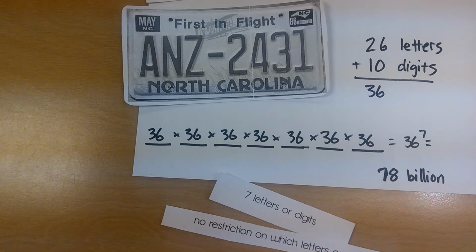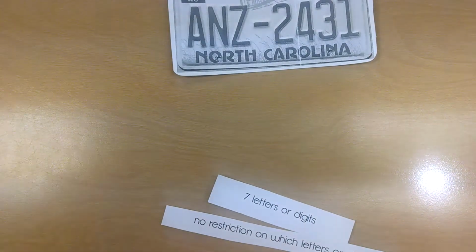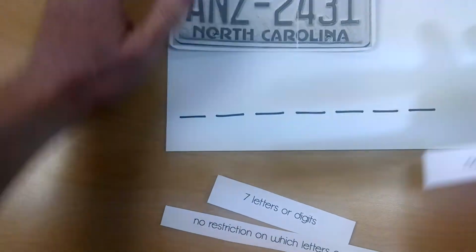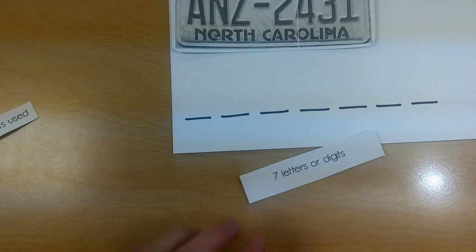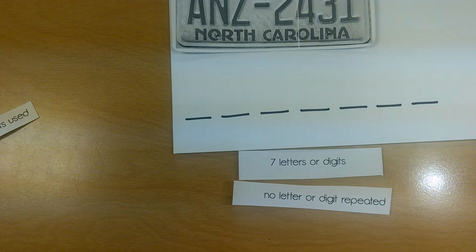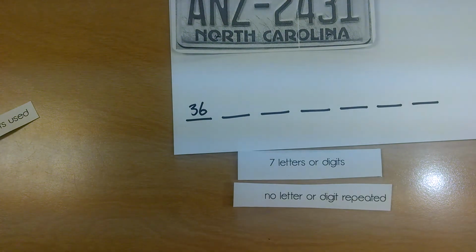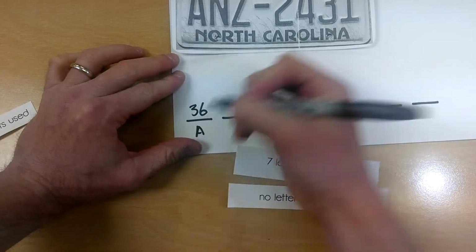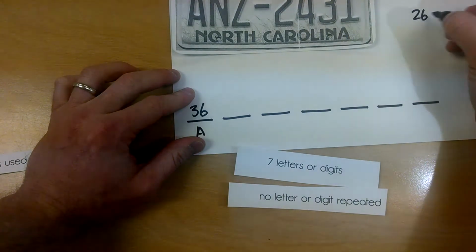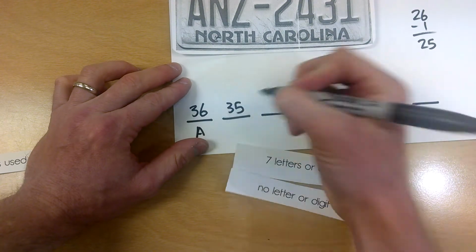So let's look at another option. Let's say there's still seven slots, 7 stages, but now when we use one letter or one number, then we can't repeat that letter or number on that license plate. Okay, so we've still got 36 options starting off. So for our first stage, we've got 36 choices. But now if we use, let's say, an A here, then we can't use an A anymore. So we used to have 26. Now we've got 25 letter choices plus the 10. So now we've got 35.